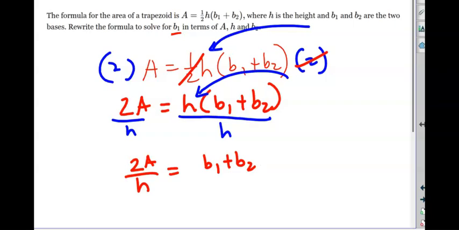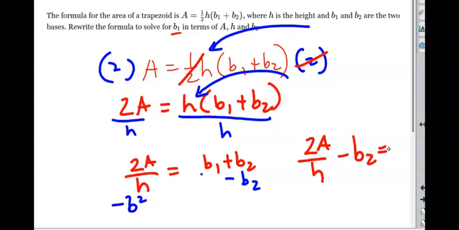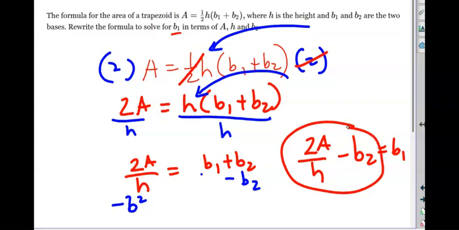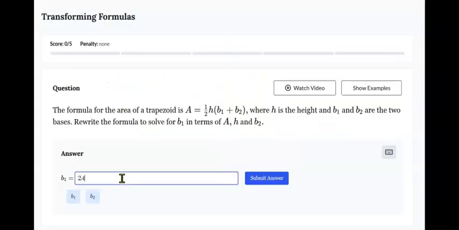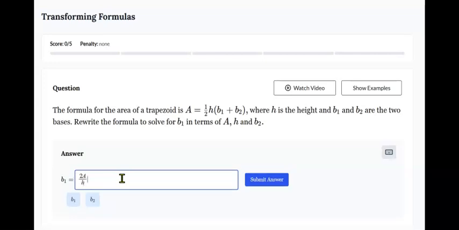And now I can isolate b sub 1. And I do that by subtracting b sub 2. The final answer is the fraction 2a divided by h, minus b sub 2. And that's what we'll type in our answer field. We're going to use one of these keys down here to type b sub 2.